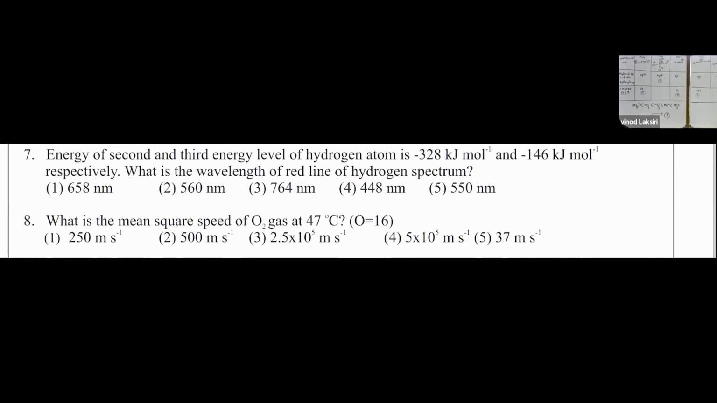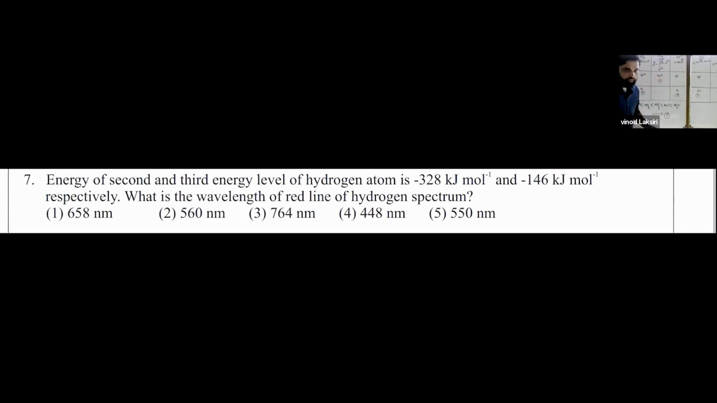It is related to atomic structure, unit number 1. What is the question? Energy of the second and third energy levels of a hydrogen atom is minus 228 kilojoules per mole and minus 146 kilojoules per mole respectively. What is the wavelength of the red line of the hydrogen spectrum?